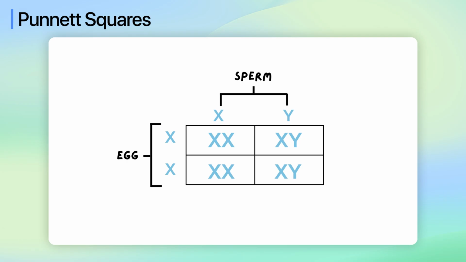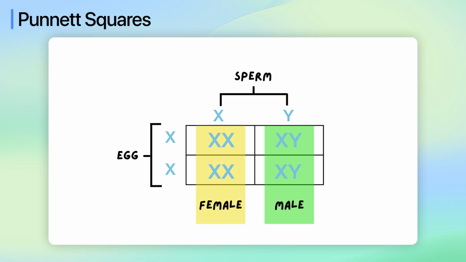In the top and bottom left boxes, the egg and sperm combine to make XX chromosomes, which is female. In the top and bottom right, the egg and sperm combine to make XY chromosomes, which is male. This Punnett square clearly shows that there is an equal 50% chance of having a male or female offspring.